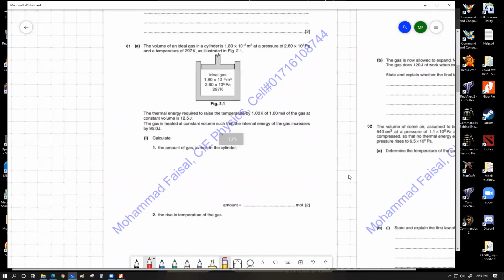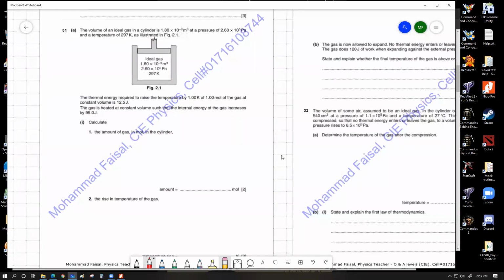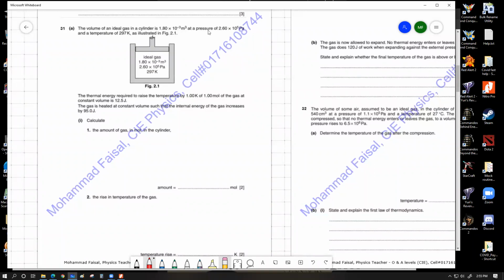So 31 একটু দেখাই আগে. 31 will say the volume of an ideal gas in a cylinder is this much meter cube at a pressure of this much Pascal and a temperature of 297 Kelvin as illustrated in figure 2.1. So we have this whole scenario. The thermal energy required to raise the temperature by 1 Kelvin of 1 mole of gas at constant volume is 12.5 joule. This is an important information for you to understand what this means. It is basically sort of like an information like molar gas constant.